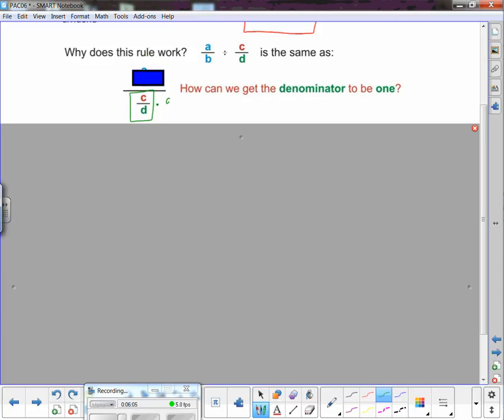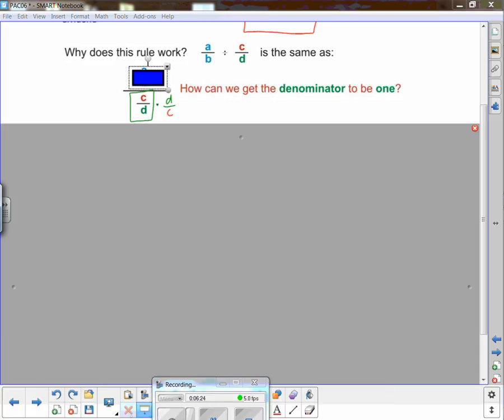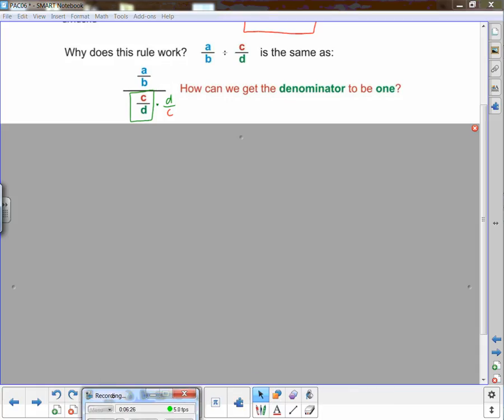If I multiply it by a D on the top and a C on the bottom, do you agree that the bottom is now going to be 1? Because we can reduce that and it all reduces down to 1. Now we have to remember, I really am doing a problem here. If I just multiply the bottom by D over C, I have changed the value of the fraction.